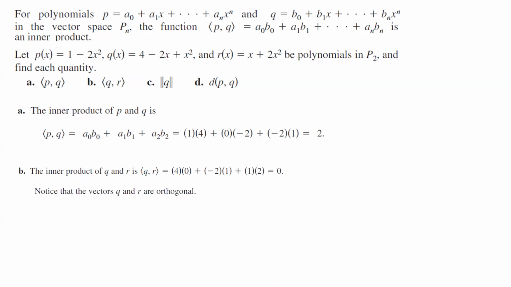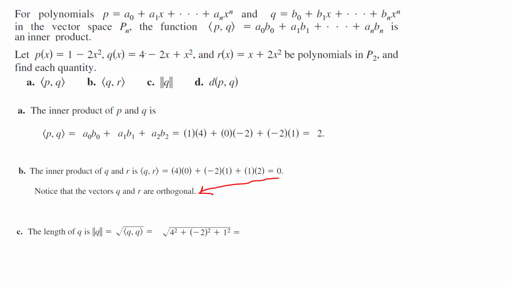Again, since the inner product between Q and R is equal to 0, it means that they are orthogonal. The length of Q is defined as the square root of the inner product between Q and itself, which is the square root of 4 squared plus -2 squared plus 1 squared.